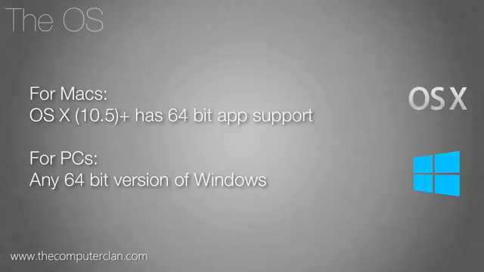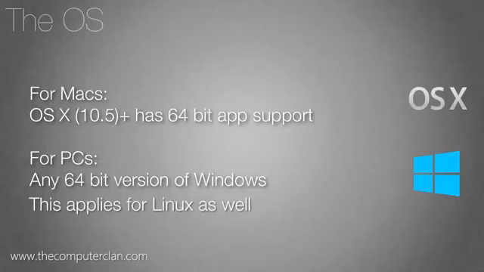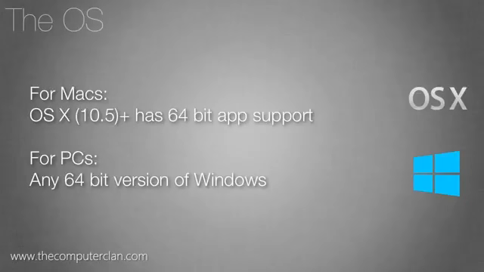Okay, so for the operating system, if you're on a Mac and you have OS 10.5 or higher, that has 64-bit app support. On Windows, you just need to make sure you have any 64-bit version of Windows installed. Some older programs do have a problem running on 64-bit, but that's usually for older software. Newer programs usually don't have that problem. You can run 64-bit and 32-bit without conflicts thanks to modern technology.